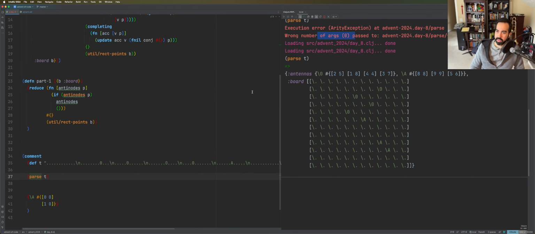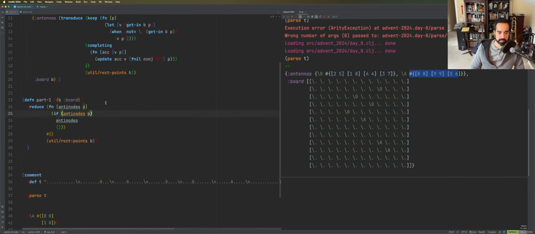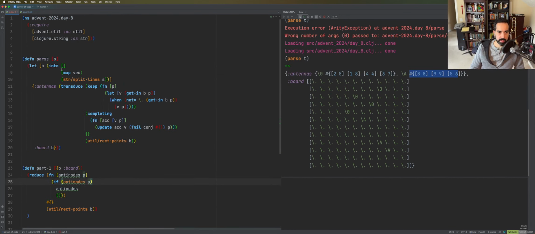Boom. All right, and we, like I said, we have the hash map of this character to all the places that that character happens, right? Beautiful. Now we could say, hey, we could just bring the A's on board here. Antennas.